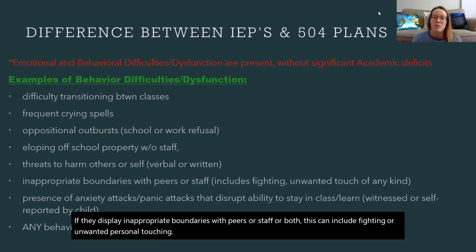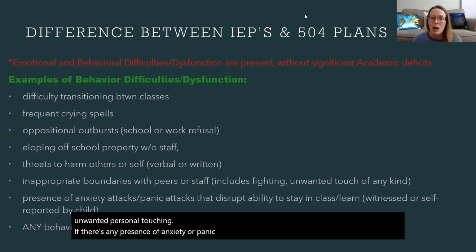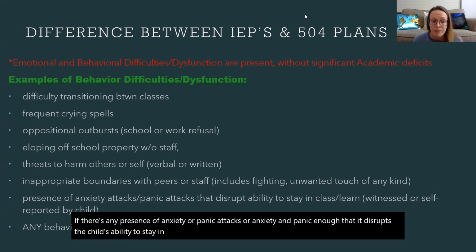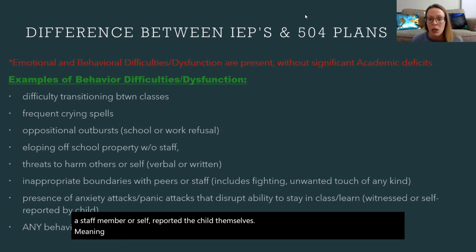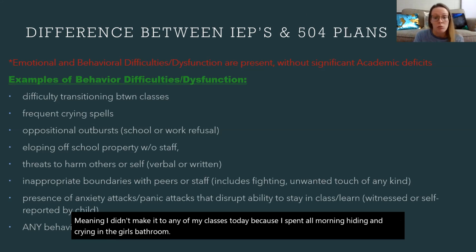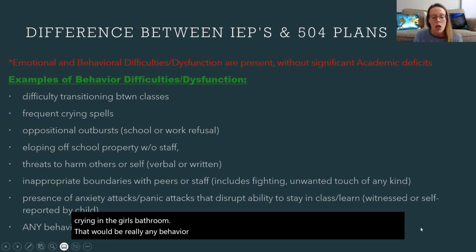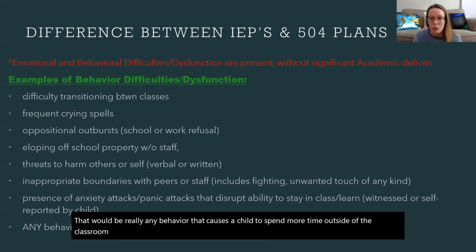If there's any presence of anxiety or panic attacks, or anxiety and panic enough that it disrupts the child's ability to stay in class and learn, either witnessed by the child themselves, witnessed by a staff member, or self-reported by the child themselves. Meaning, I didn't make it to any of my classes today because I spent all morning hiding and crying in the girls' bathroom. That would be really any behavior that causes a child to spend more time outside of the classroom than inside the classroom.